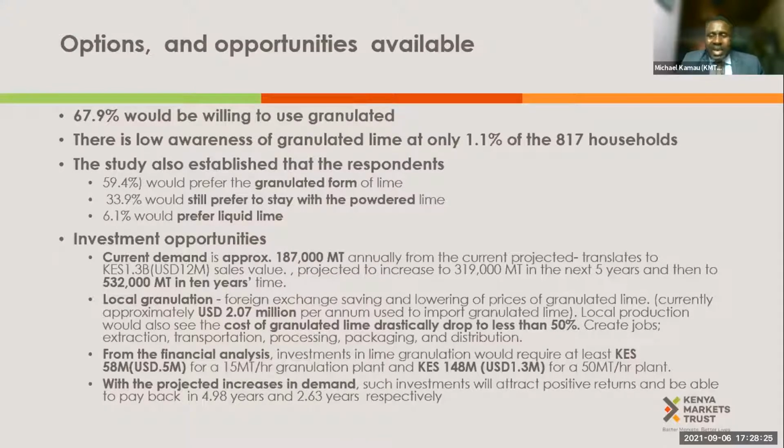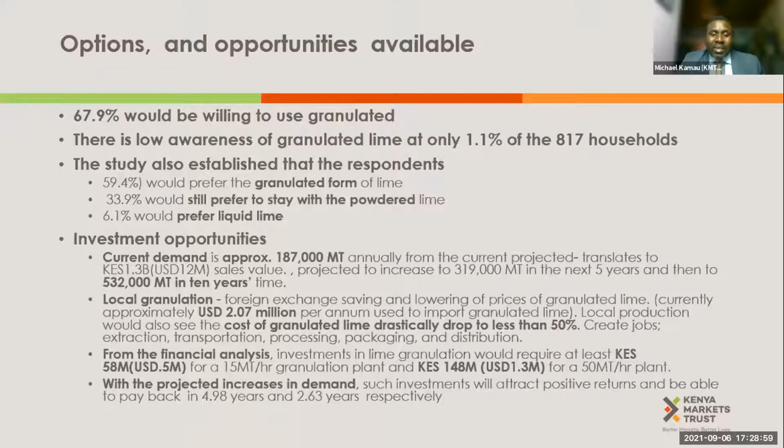The other added advantage, other than the increase in yield contributing to food security, is that it will create jobs locally. From the financial analysis point of view, for a private sector player interested in investing in lime granulation, it will take about 0.5 million USD for a 15 metric ton per hour granulation plant, or about 1.3 million USD for a 50 metric ton per hour granulation plant.